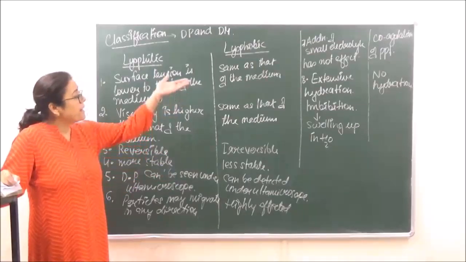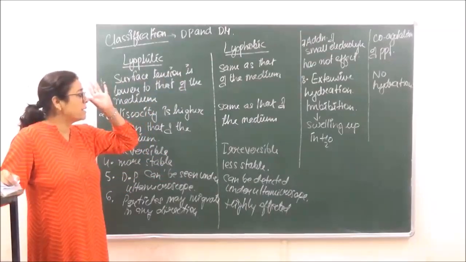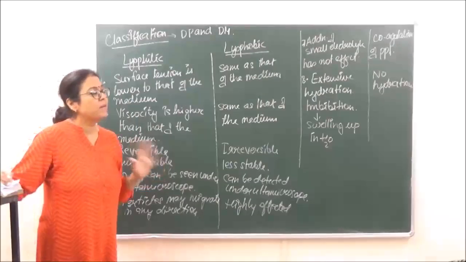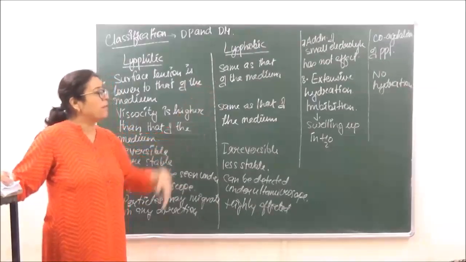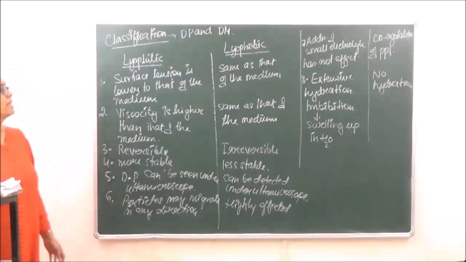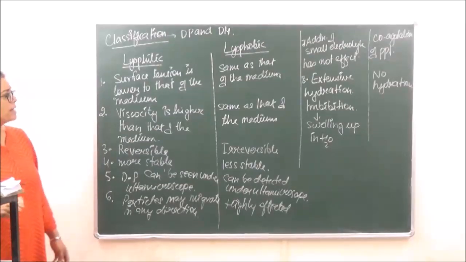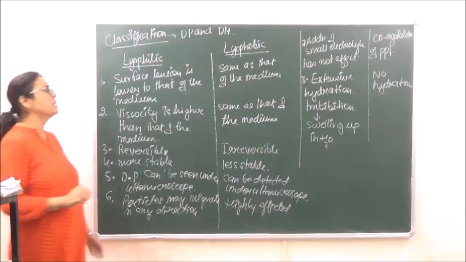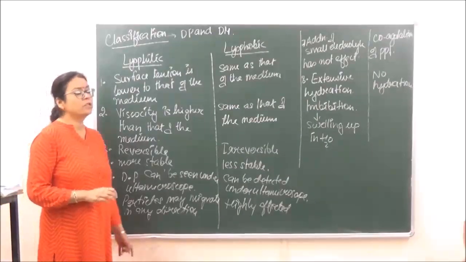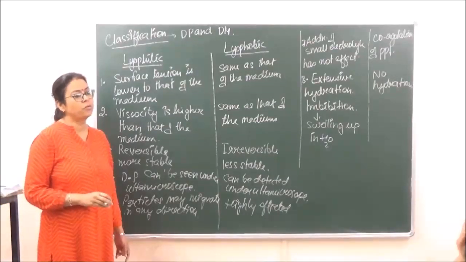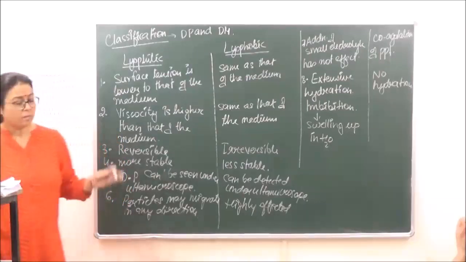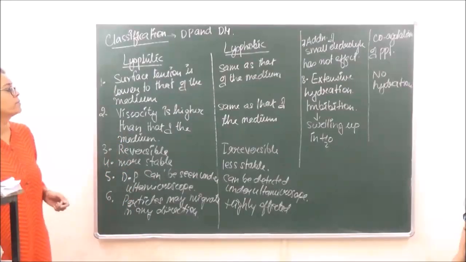Next, if we add a small electrolyte to lyophilic, there is going to be no effect, but in that case the lyophobic colloids get precipitated or destroyed. Then the last one: extensive hydration takes place in lyophilic, whereas no hydration takes place in lyophobic, right? Now, these are the two types of colloids which we have done.